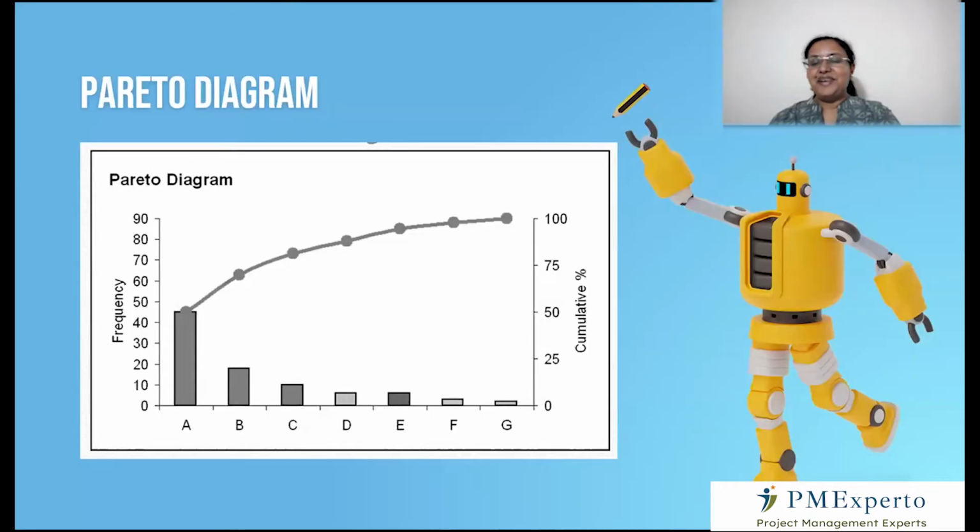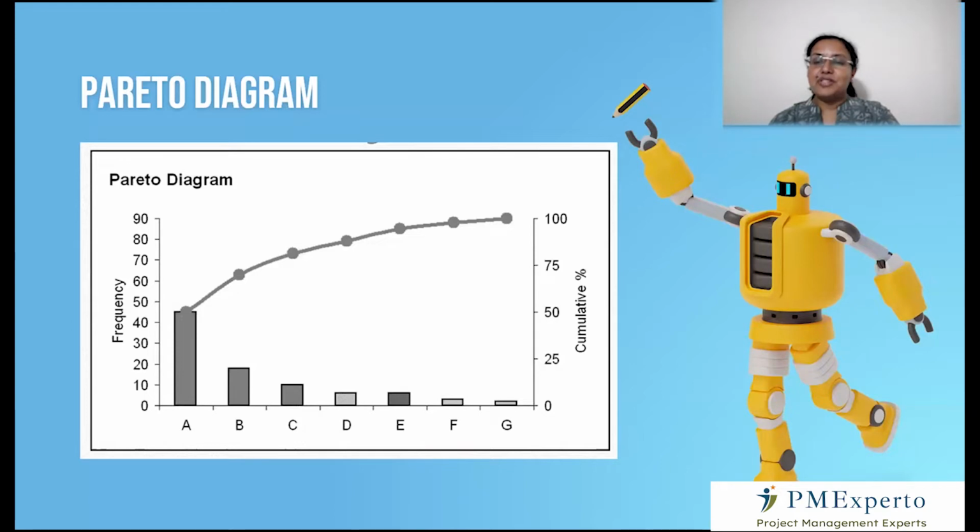Here's a very simple example of how a Pareto chart looks. On the x-axis, what is here as A, B, C, D, E, these are the defect categories. If you notice, the primary axis covers frequency, that is the number of defects in each of these categories, and the secondary y-axis indicates the cumulative percentage. This helps us find out which categories are contributing to 80% of total defects.